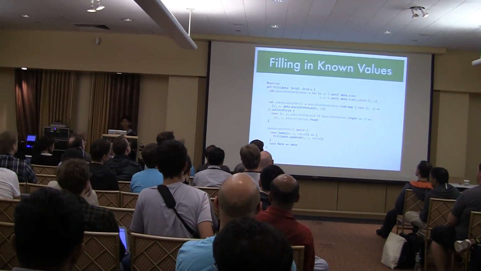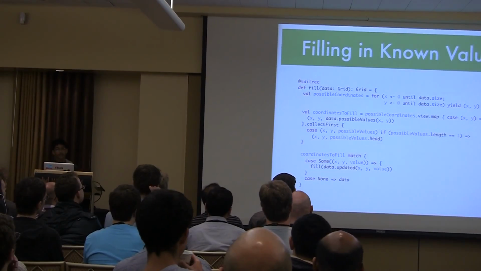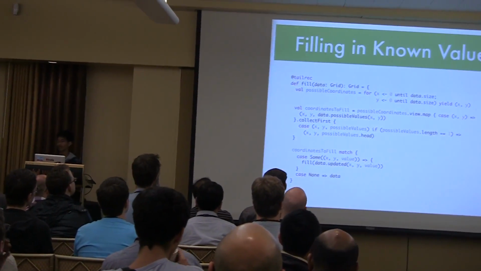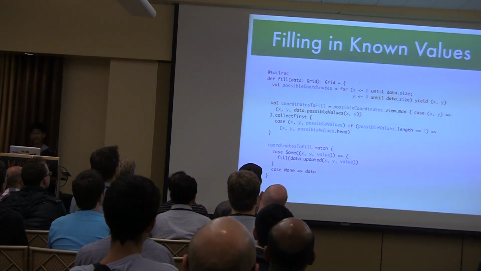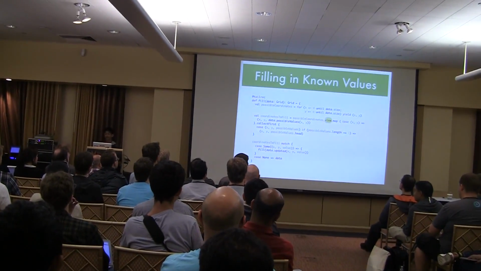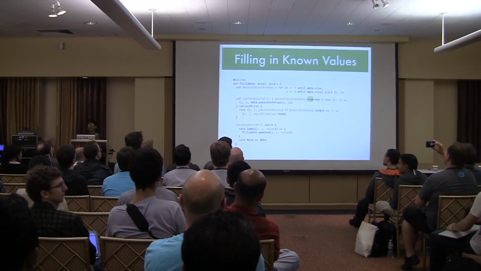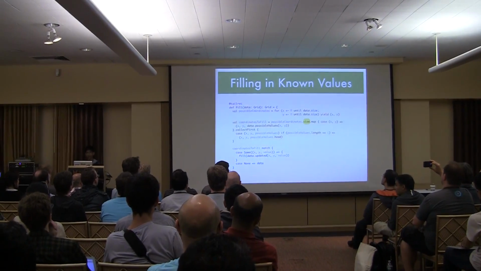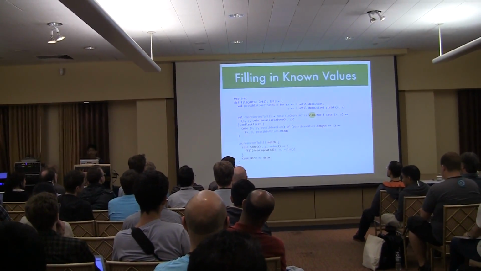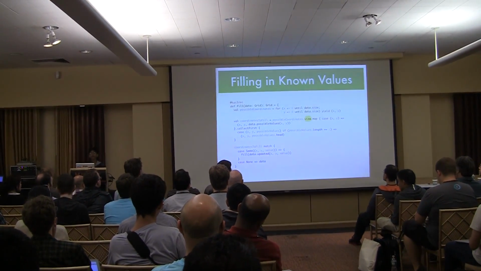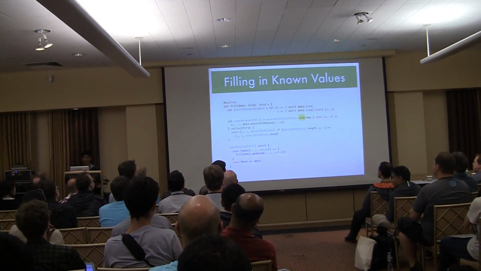Filling in known values. This is a tail recursive method because I'm going to keep on filling in until I can fill in no more. What I do is at the beginning, I find all of the possible coordinates that I may be filling in through a for comprehension. Then what I do is, again, I'm using view to find the first coordinate pair in those possible coordinates such that there's no value in it and there's only one possible value for that empty cell. And then what I do is, let's say I found a coordinate pair that matches that criteria, then I'll fill in with the updated method and recursively call fill. But otherwise, I'll just return the data because I cannot fill in anything anymore.